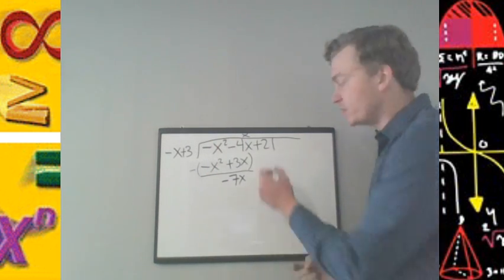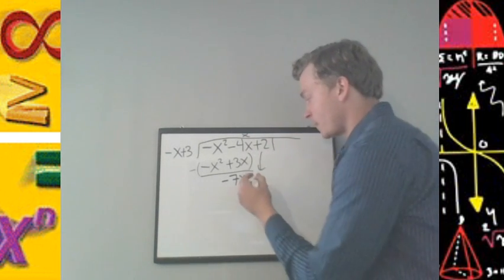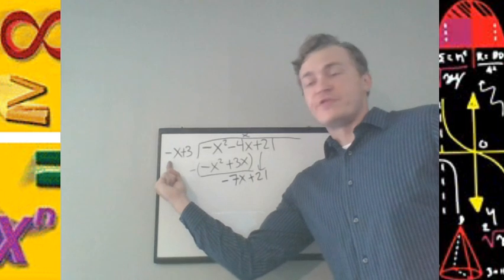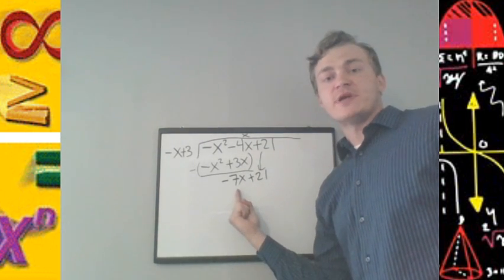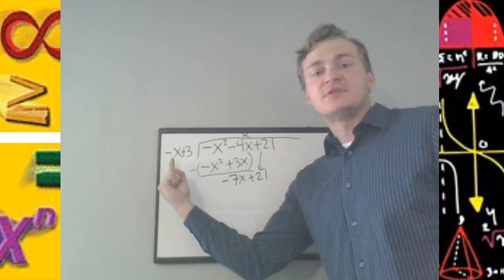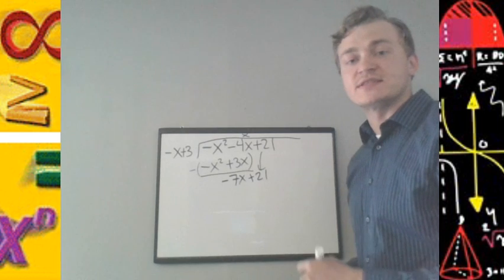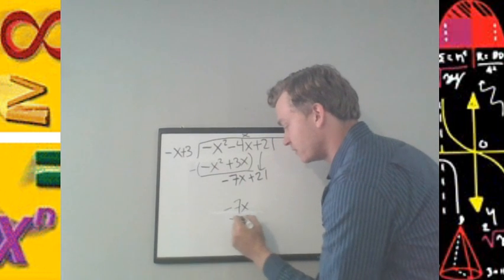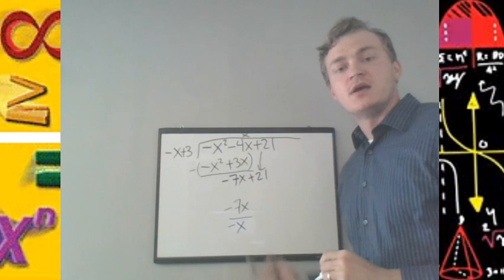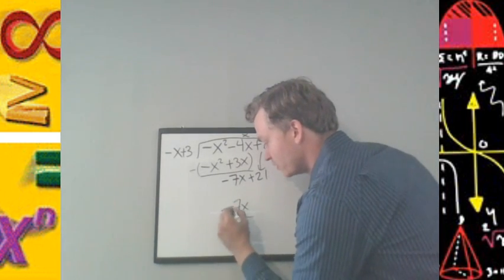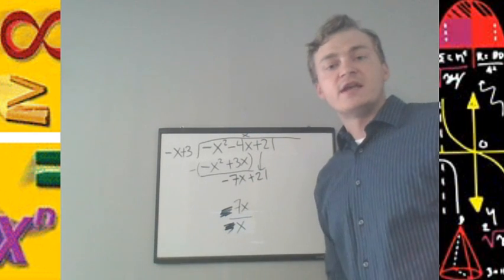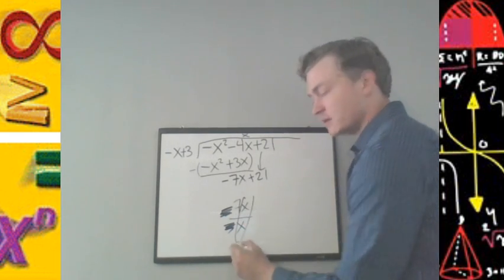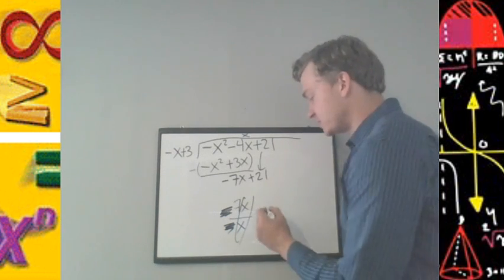We haven't used the plus 21, so we bring it down. Plus 21. So we ask ourselves the question, with the first term here, negative x, and the first term here in our remainder, negative 7x, how many times does negative x divide negative 7x? In other words, what is negative 7x divided by negative x? A negative number divided by a negative number, the negatives cancel. 7 times x divided by x, well, x divided by x is 1. 7 times 1 is 7.